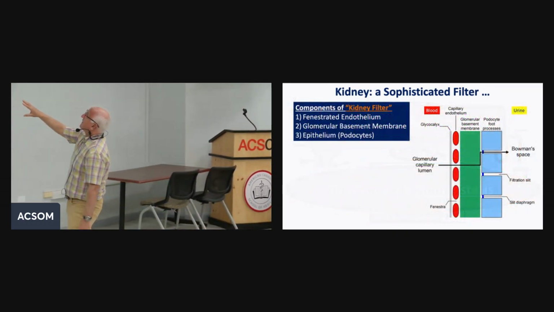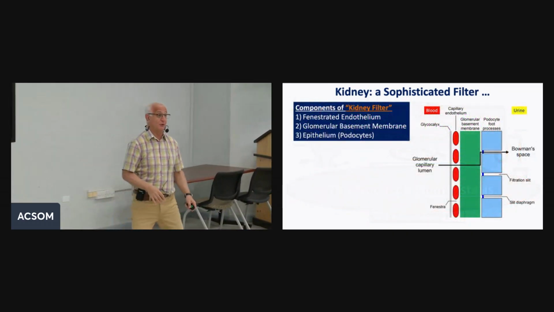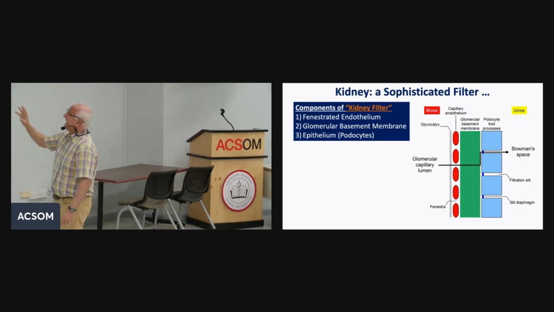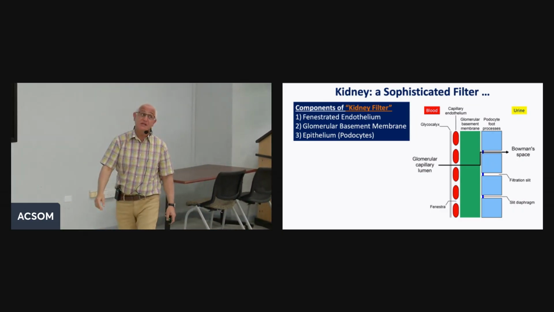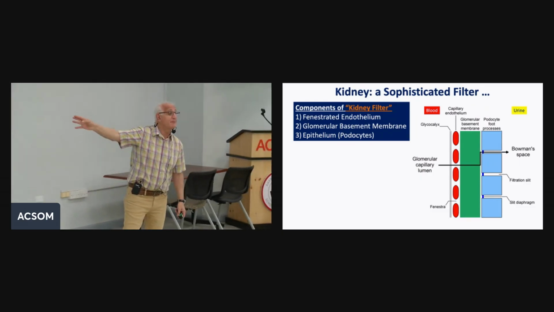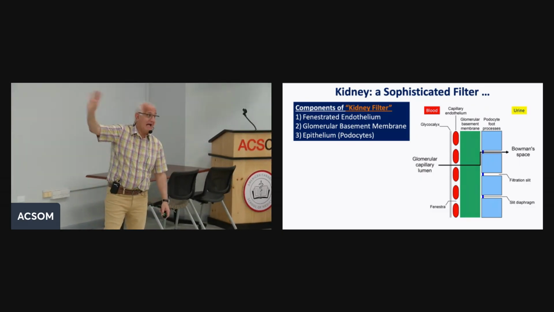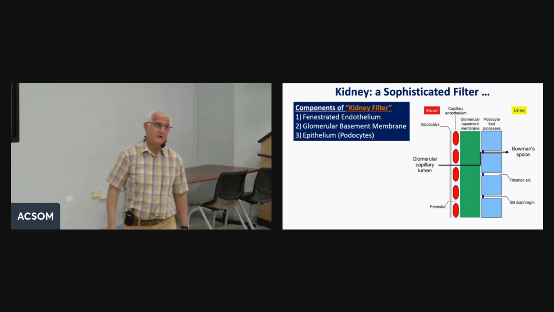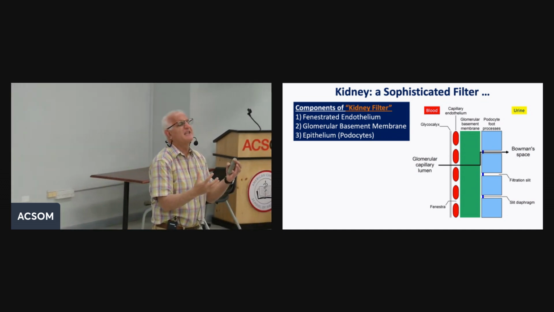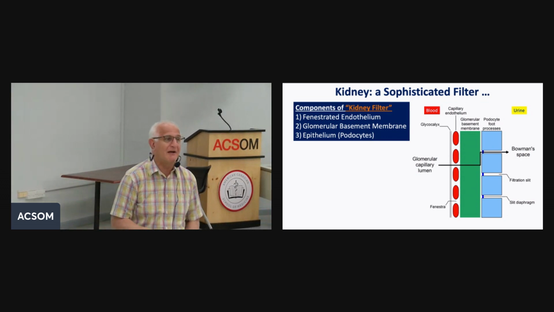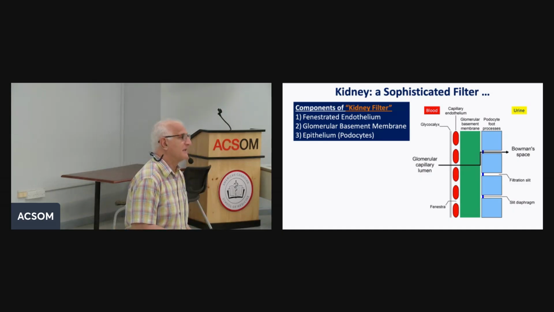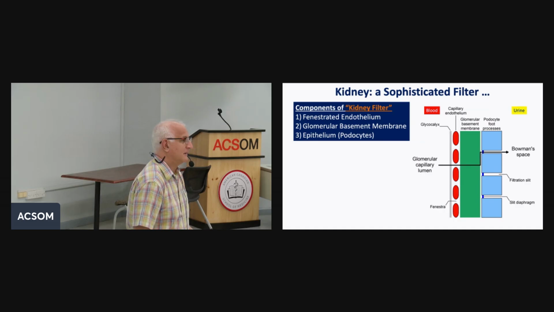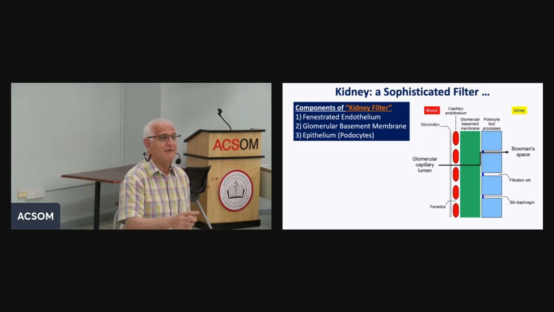Okay. Starting with the sophisticated filter that I told you. The reality is the kidney is a sophisticated filter. It has three components that we need to memorize. Super important for the board and for clinical practice. Number one, fenestrated endothelium. It's an endothelium, but it is very different from the usual endothelium that you have elsewhere because it is fenestrated. Does anybody know Spanish here? You don't know? Not even so.